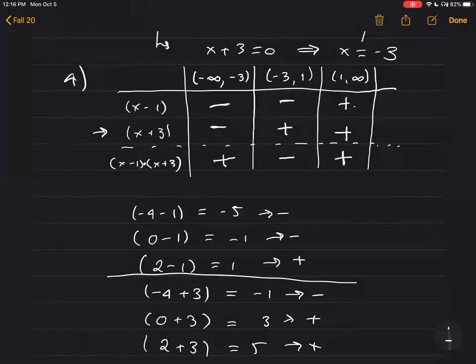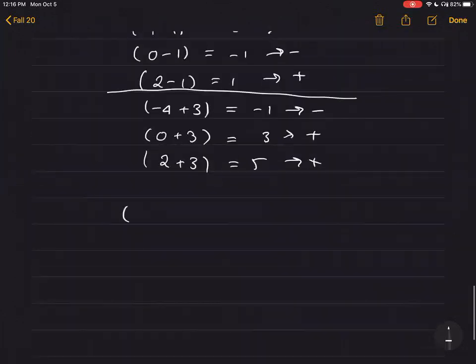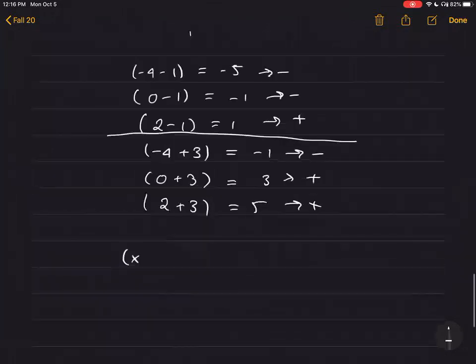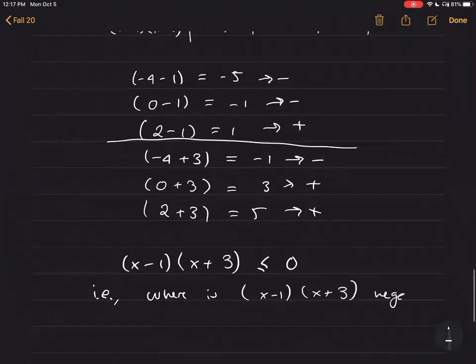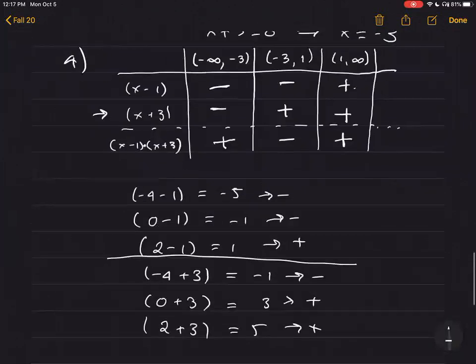And now we're like, all right, why do we care about that? Well, what we wanted to know, if you remember, is where x minus 1, x plus 3 is less than or equal to 0. So we wanted to know, where is x minus 1, x plus 3 negative? Right? And the answer is up here.